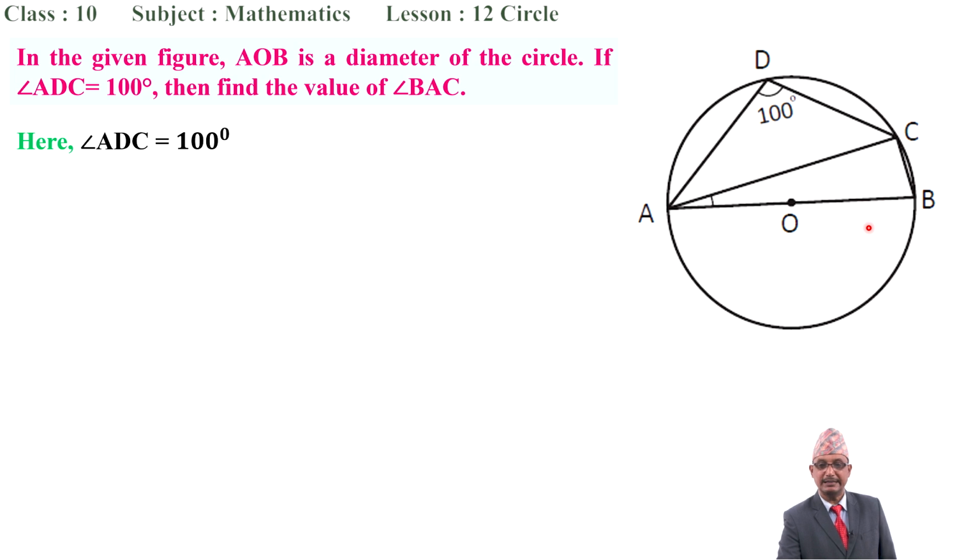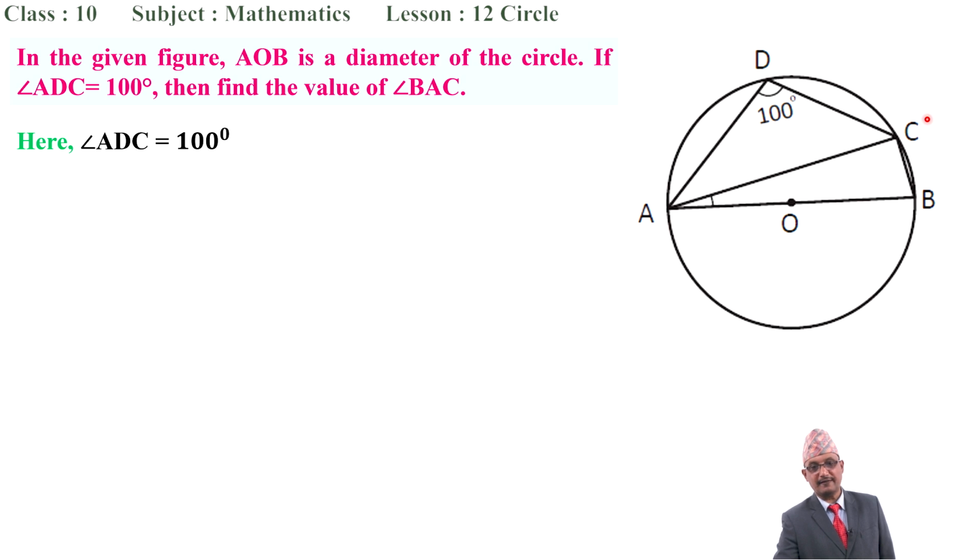And we know that in any triangle, if two angles are known, then we can easily calculate the third angle by using the theorem that the sum of three angles of a triangle is 180 degree. So if we add this angle plus this angle plus this angle equals 180 degree, and put the values of these two angles, we can get angle BAC. So have we got the idea how to find angle BAC? Okay, now we move to the solution.